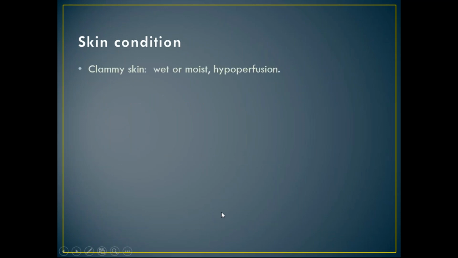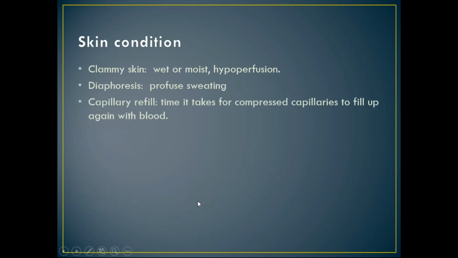Moving on to skin condition. If a patient has clammy skin, this is correlated to wet or moist, and this is a result of hypoperfusion. So we're not getting that adequate amount of circulation in that skin condition. Diaphoresis is correlated to profuse sweating. So this could be from a low blood sugar event, a patient who is suffering from a cardiac issue or a respiratory issue.